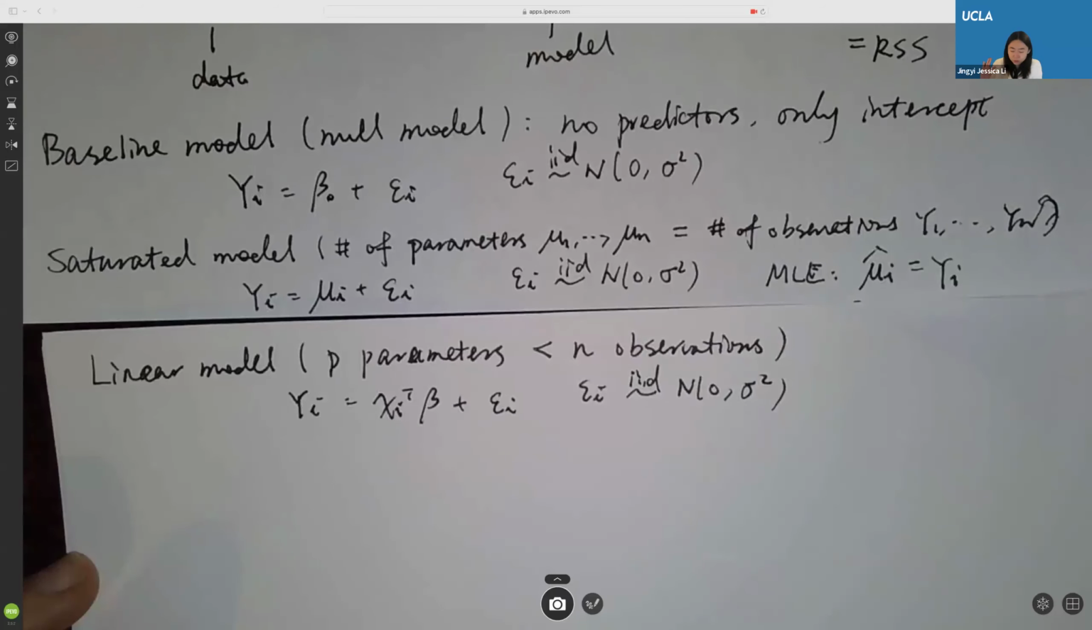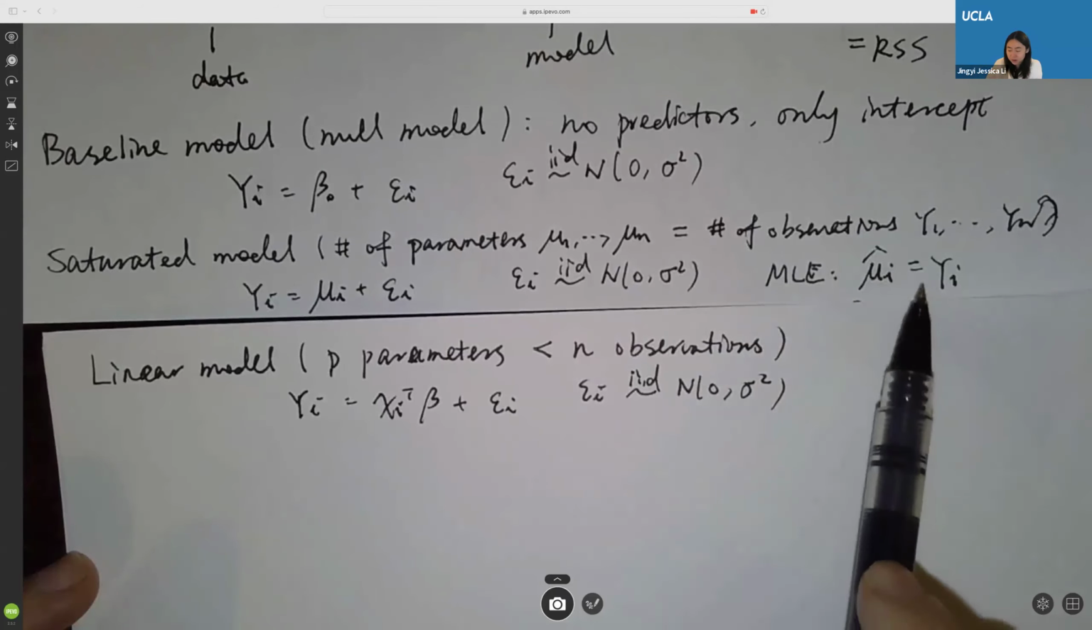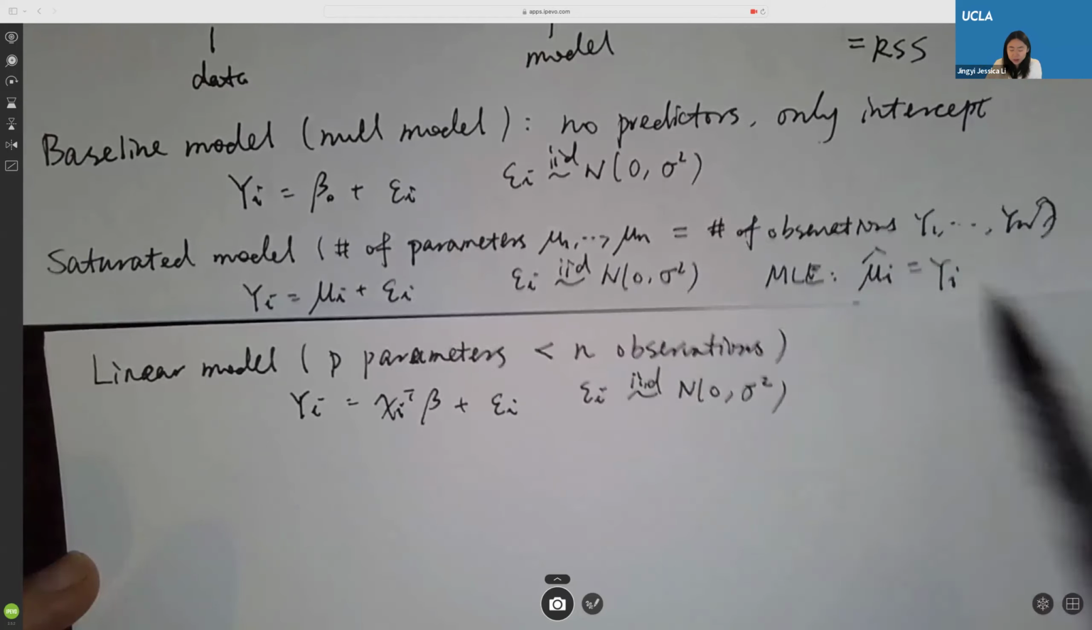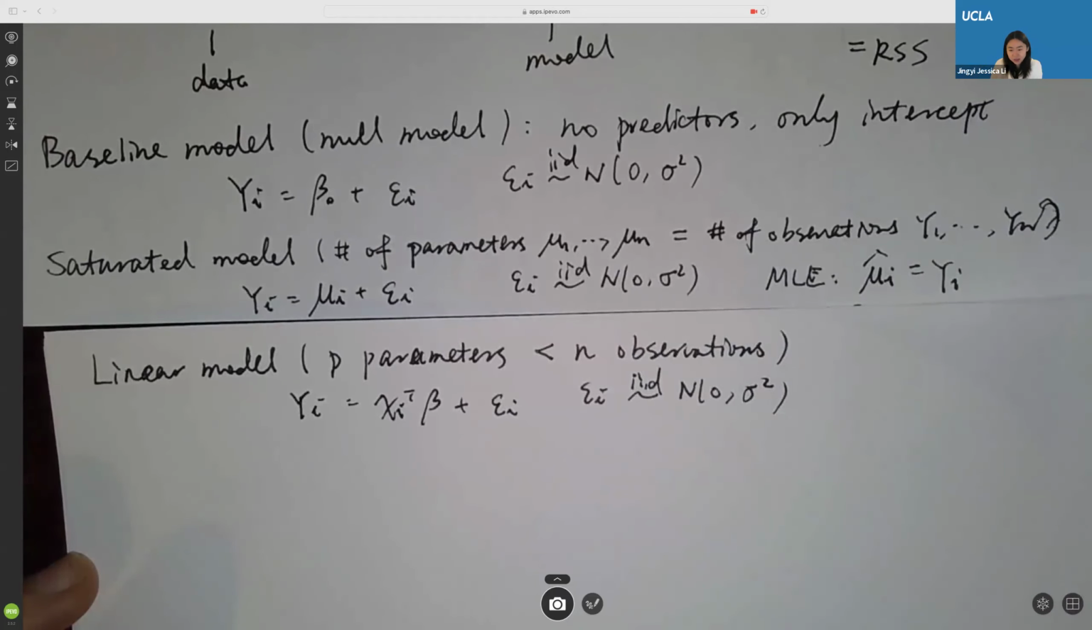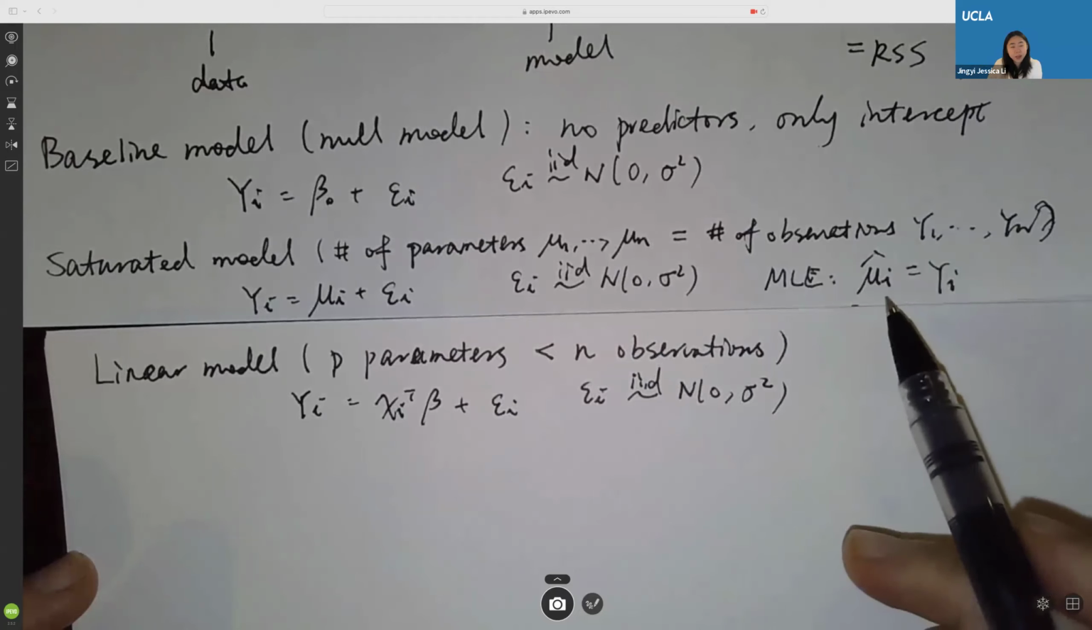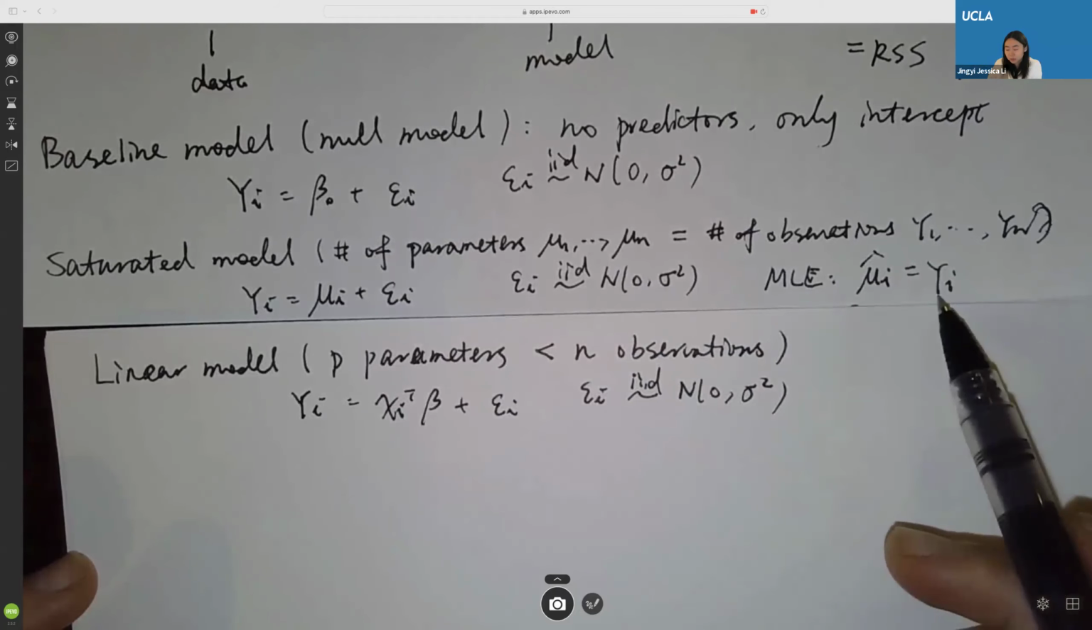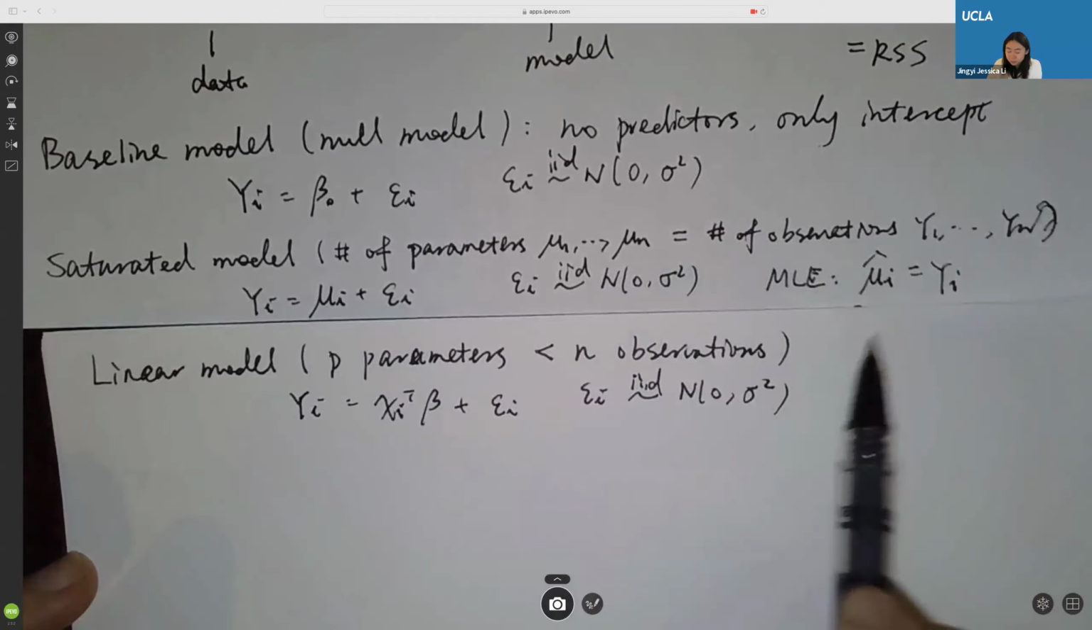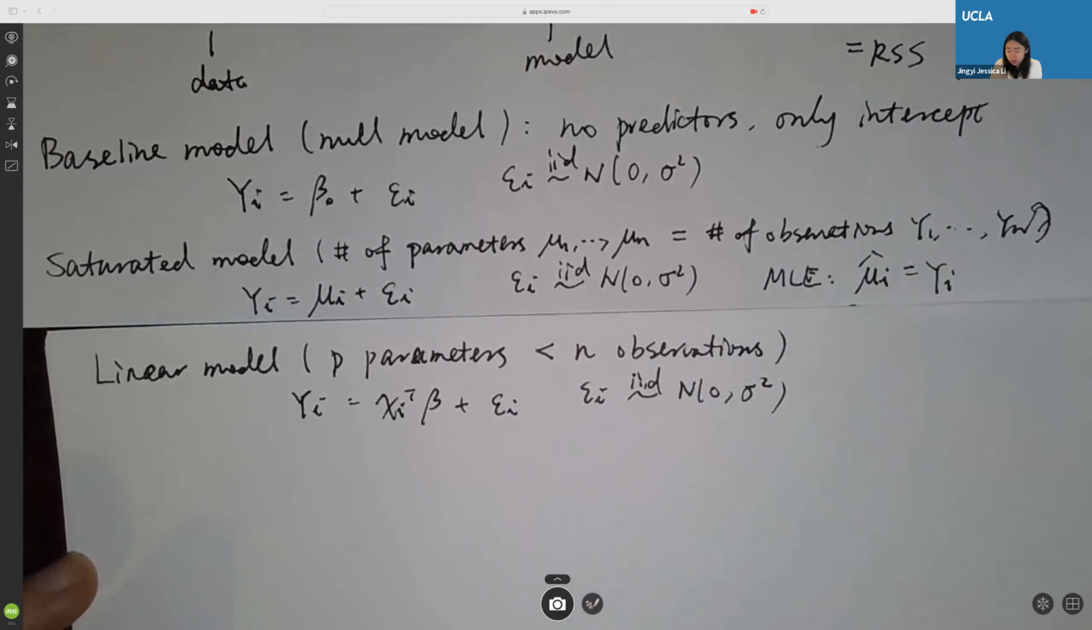But for now, we're not talking about that, because here we focus on MLE. But for MLE, it is this one. It can become counterintuitive that MLE doesn't give you the smallest mean squared error. The reason is that even though you are unbiased, so this is an unbiased estimator for the true mu i, you have too many parameters, and each estimate based on only one observation is very unstable, with large variance.